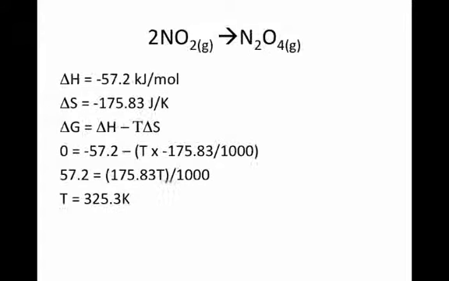So delta H is minus 57.2 kilojoules per mole. I just realised I've got the arrow the wrong way around. This is an equilibrium reaction, the arrow should be going the other way, but don't worry. So delta H is minus 57.2. Delta S, we worked out earlier, is minus 175.83. Delta G equals delta H minus T delta S. If we set that to 0, notice that I've had to divide the entropy by 1000 because the entropy was in joules per Kelvin when it needs to be in kilojoules per Kelvin. That's important. So we rearrange it, and we end up working out the temperature needing to be 325.3 Kelvin to make this reaction happen.